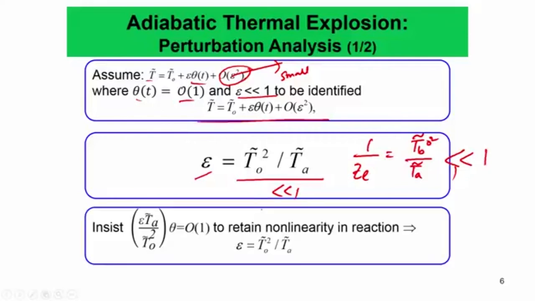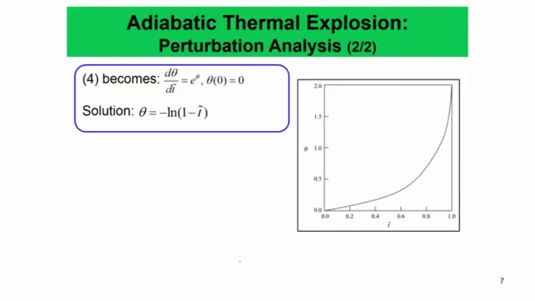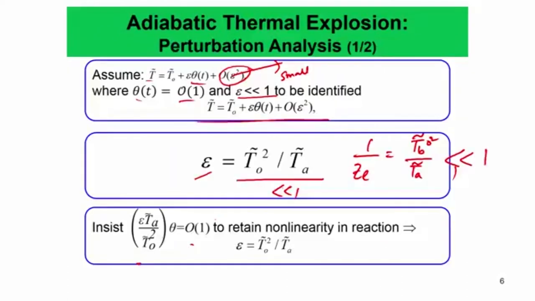Okay. And then to retain the nonlinearity, and this is of the order of 1, when we substitute this, we get a much simplified thing, where d theta/dt tilde is essentially equal to epsilon times e to the power of theta. Then we can plot theta with respect to t tilde, and you will get this exponential behavior. Okay, and you remember theta is nothing but this quantity.